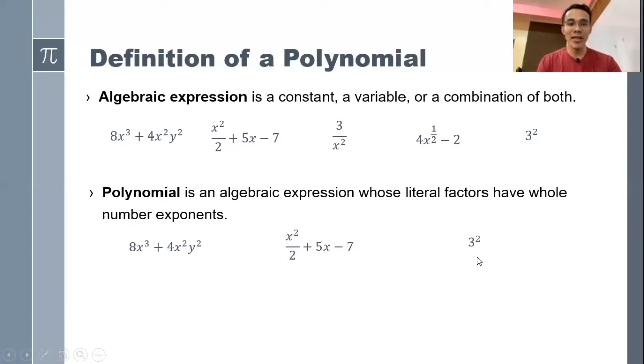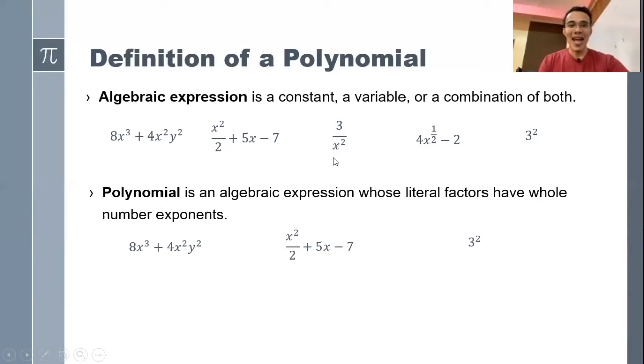It's a polynomial. Now, 3 over x squared is not considered a polynomial. Why? Sir, the exponent of x is 2 and it's a whole number. Yes, you are right. The exponent of x is 2 and it's a whole number. But look at the location of x. Where is x located? Is it in the numerator or in the denominator? If your answer is the latter, then the given expression is not a polynomial.